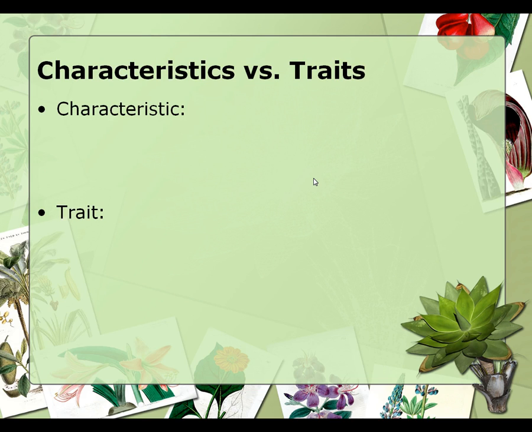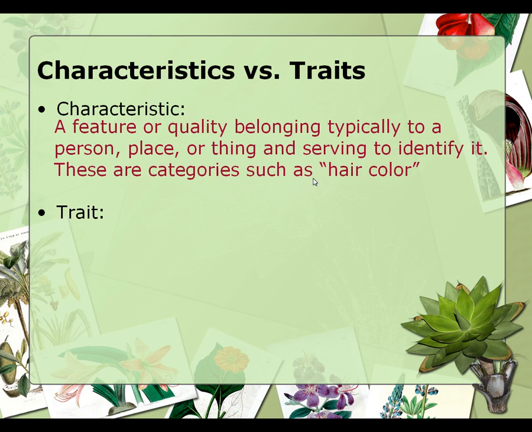Characteristics versus traits. I know in your mind you may be thinking that they're the same thing. However, your book makes an effort to distinguish between the two, so we're going to go over that here. A characteristic is a feature or quality that's used to identify someone or a place. Imagine that you're trying to describe a friend to your parents who will pick them up at a crowded parking lot. You may describe things such as your friend's hair color. Maybe it's blue. You'll describe whether they're a boy or a girl. Are they tall? Are they short? Are they thin? Are they a little on the heavy side?